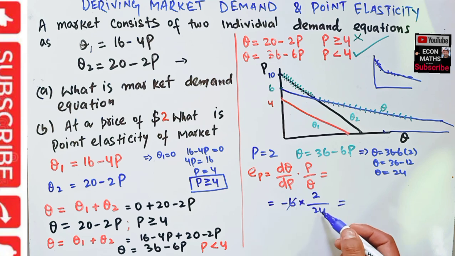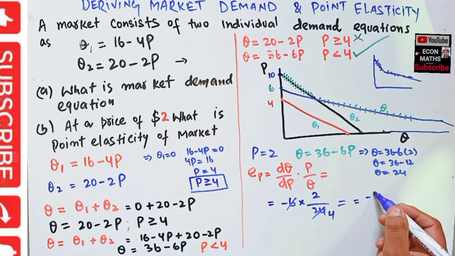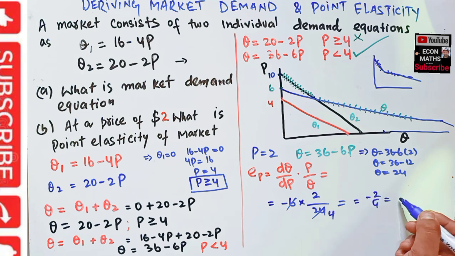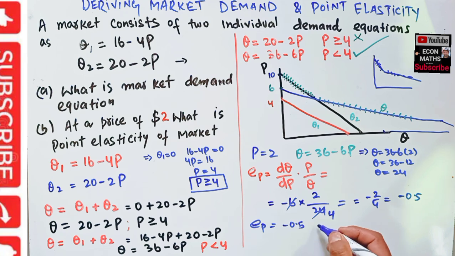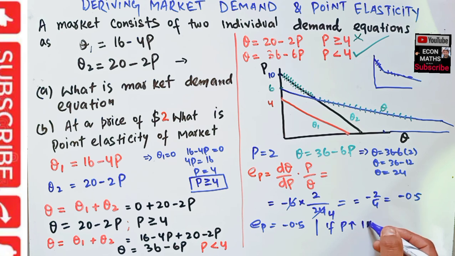Solving, 6 ones are 6, fours are 24, we get minus 12 upon 24, which comes out to be minus 0.5. That means the elasticity of demand will be equal to minus 0.5. And how do we interpret it? Simply, if price increases by 1%, quantity demanded will decrease by 0.5%. Okay, this is how we solve this kind of question. Thank you.